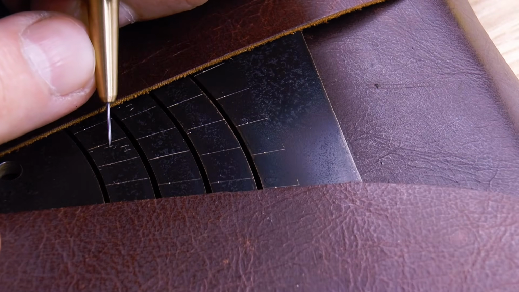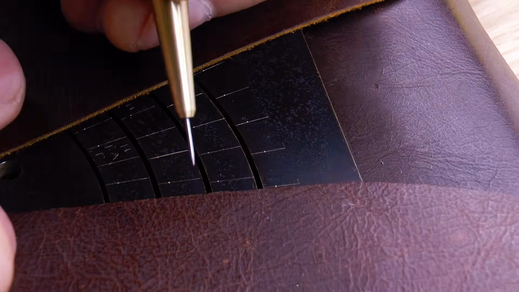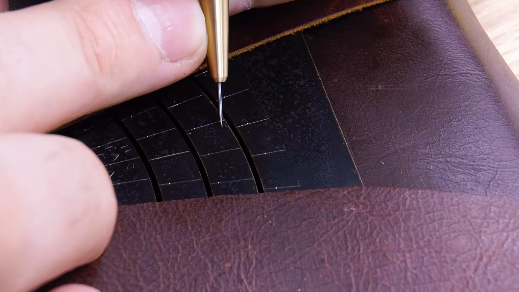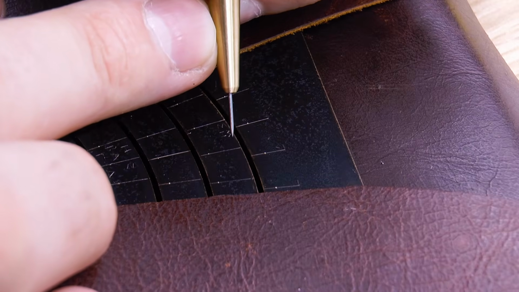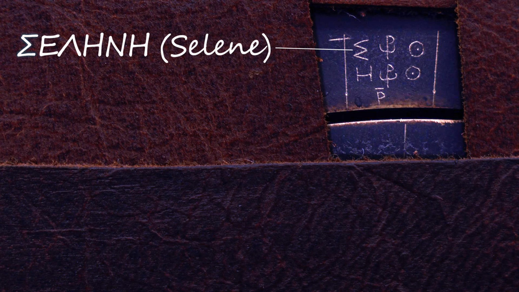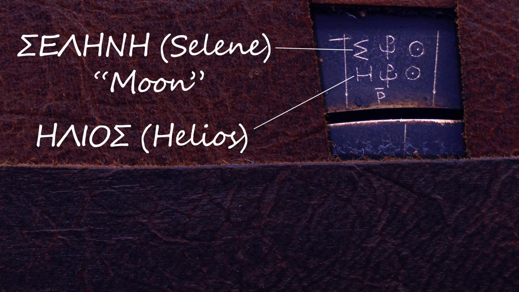A lunar glyph indicated a lunar eclipse was possible mid-month during full moon. A solar glyph indicated a possible solar eclipse at the end of the month at new moon. And a combined lunar and solar glyph would indicate both. An engraved sigma, intended as an abbreviation for Selene, the goddess of the moon, indicates a lunar eclipse. An eta, intended as an abbreviation of Helios, the sun god, indicates a solar eclipse.